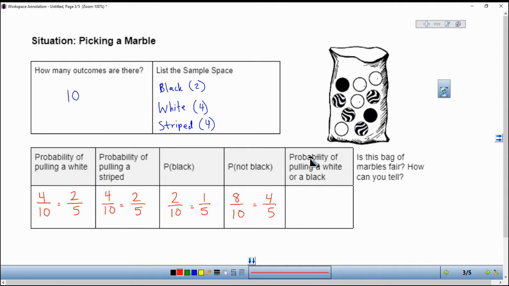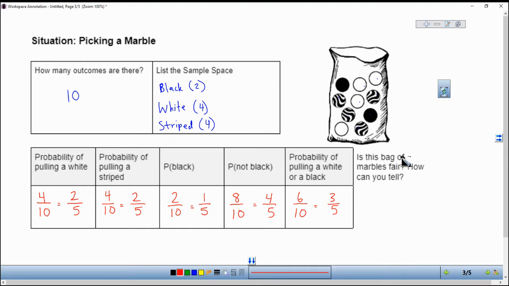And the last one says here, probability of pulling a white or a black. So the number of favorable outcomes there is 6, because white plus black would be 6 out of 10, which is the same thing as 3 out of 5, which means you're more likely to pull out a white or a black than compared to just a striped one.